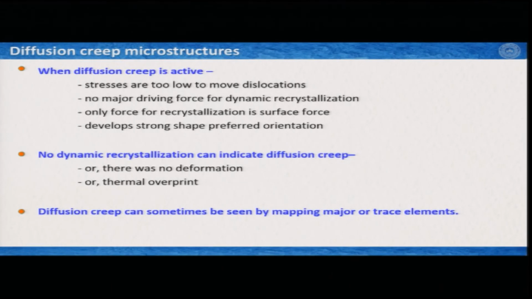Now the only force for recrystallization you have is the surface force, and therefore it develops a very strong shape preferred orientation. So you do not have any dynamic recrystallization, which means there was no deformation or there is no thermal overprint. Also, very interestingly, because diffusion creep is essentially movement of atoms, it is used heavily by metamorphic petrologists for mapping the movement of major and trace elements, and this also gives you an idea of the pressure and temperature of the deformation and metamorphism.